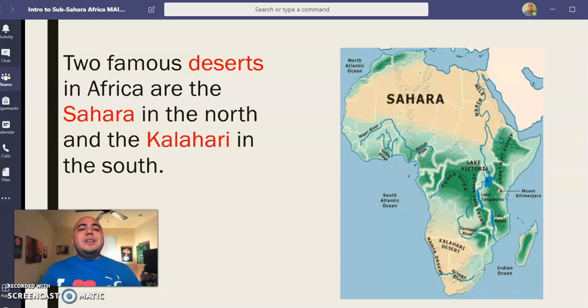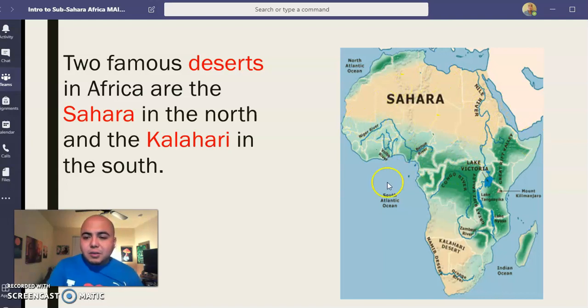Two famous deserts in Africa are the Sahara and the Kalahari desert in the south. So the Sahara is right here on this part of Africa. Remember, in Africa there's two main regions that we discussed before. Okay, take a few seconds to think about which two regions we are talking about. All right, so in Africa we have North Africa, which is basically where the Sahara Desert region is, and then we have Sub-Sahara Africa.